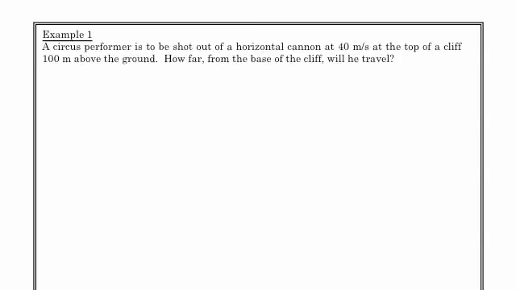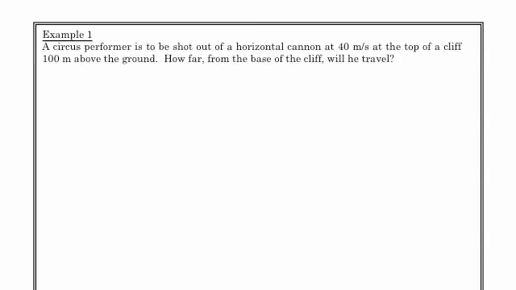A circus performer is to be shot out of a horizontal cannon at 40 meters per second at the top of a cliff 100 meters above the ground. How far from the base of the cliff will he travel? This question that we're about to do is exactly the same as the second example that we did in the previous lesson. It's like the arrow that's being shot horizontally from a position that's higher than where it ends.